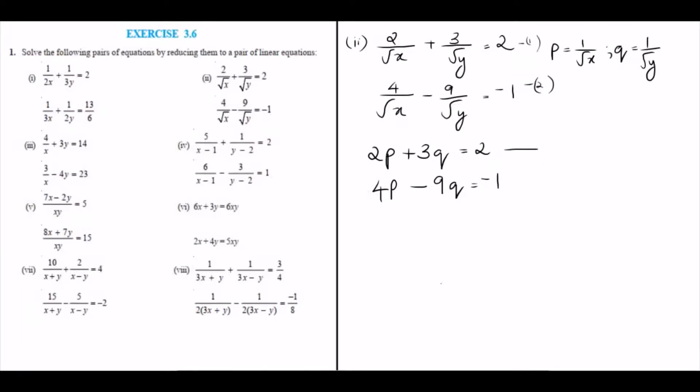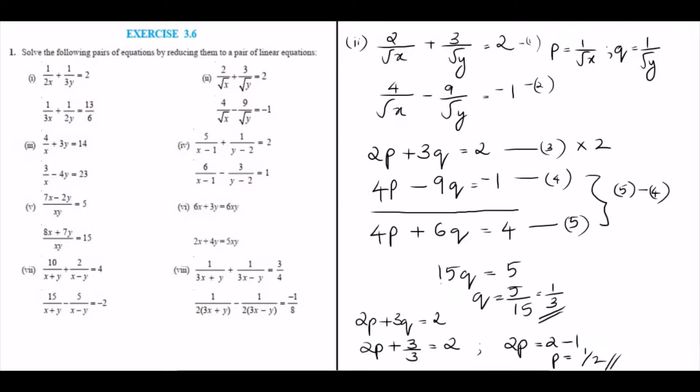So we have reduced these equations to a pair of linear equations in two variables. Now use any of the methods and find out the solution. After reducing the equations, you will get 2p plus 3q is equal to 2 and 4p minus 9q is equal to minus 1. Now I have used the elimination method.